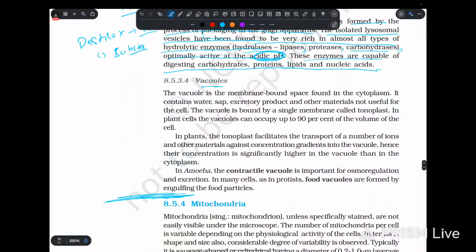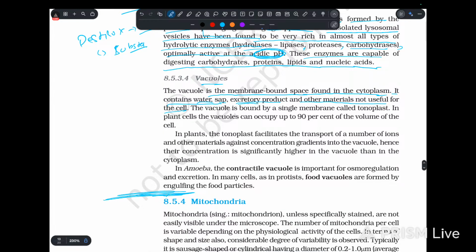Now we will study vacuoles. A vacuole is a membrane-bound space found in the cytoplasm. It contains water, sap, excretory products, and other materials not useful for the cell. So vacuoles are single membrane-bound structures found in the eukaryotic cell, and they generally contain extra or waste products. Okay, like extra water, extra sap, excretory products, which are waste, or other products like ions which are not useful to the cell at that particular moment and which can be used later. Okay. The vacuole is bound by a single membrane, which is called the tonoplast.